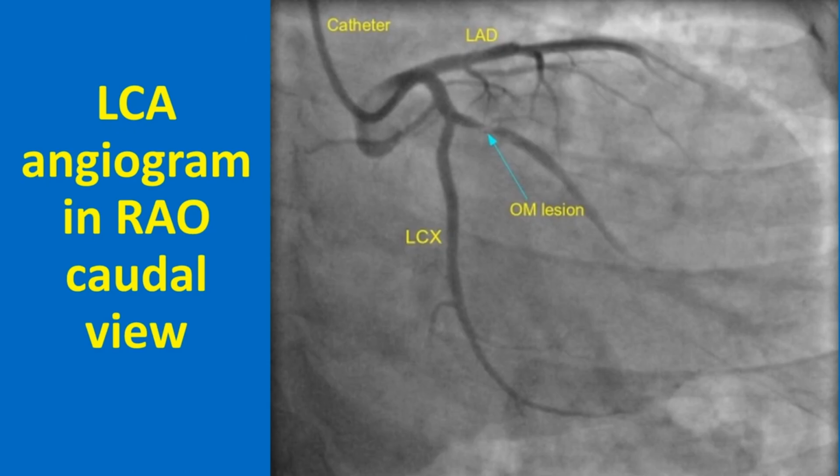Left coronary angiogram in RAO-caudal view showing a tight lesion in the obtuse marginal branch of the left circumflex coronary artery. LAD, left anterior descending coronary artery. The OM lesion is marked by the blue arrow and is seen in the proximal portion of the obtuse marginal, which is a major branch of the left circumflex.